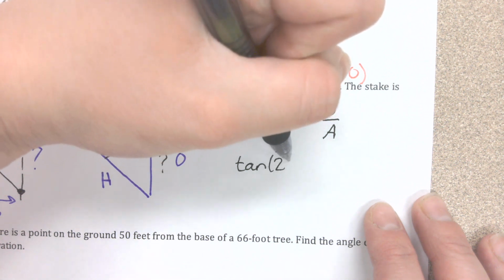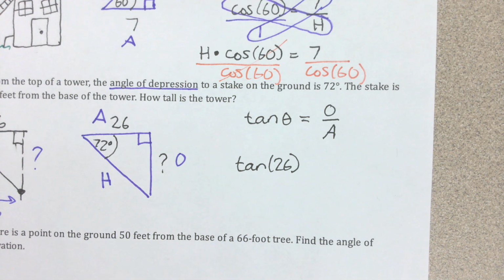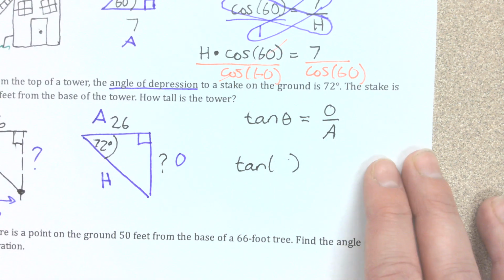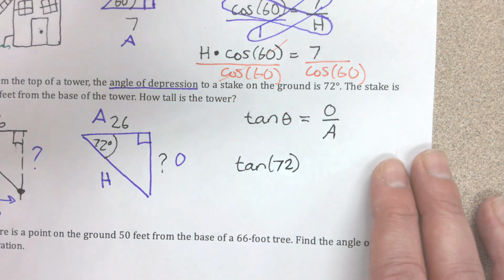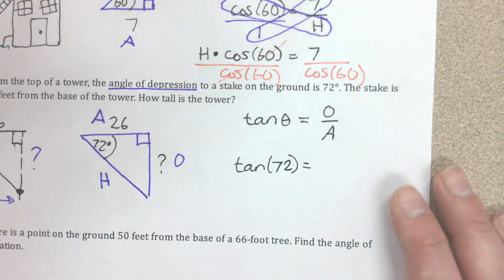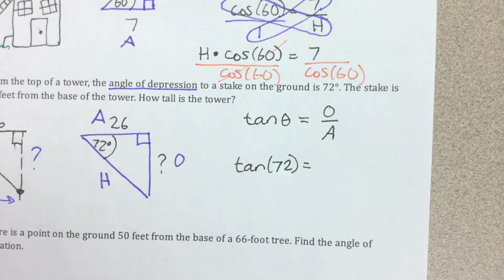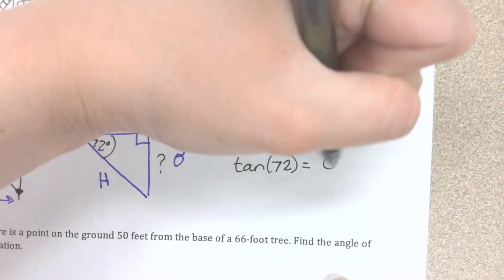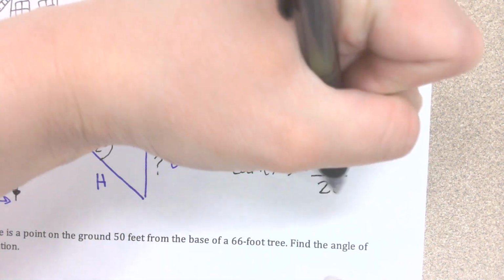Tangent of 72. Give me just a moment. Tangent of 72, there we go, equals O, which is unknown, so I'm going to leave that. And I don't want to mistake that for a 0, so I'm going to give him a little curl. You can also use X or something if you want to do that instead. O over my A is 26.